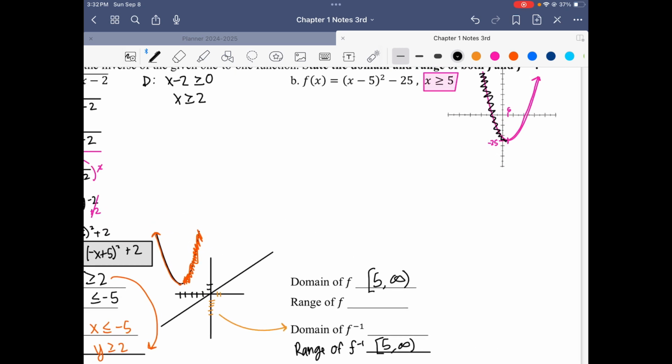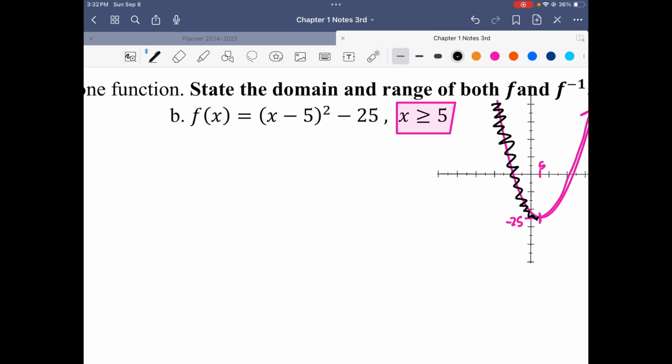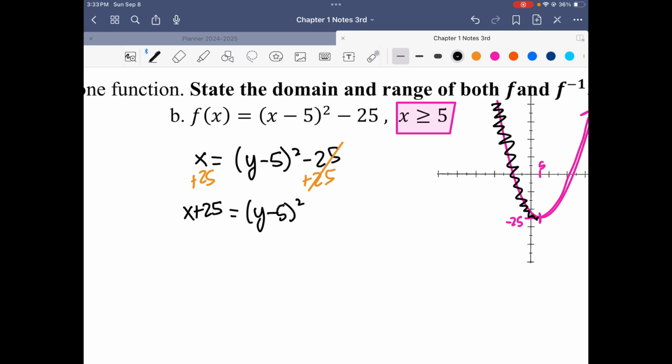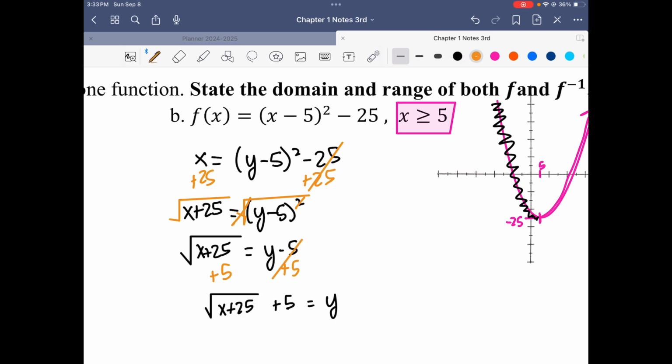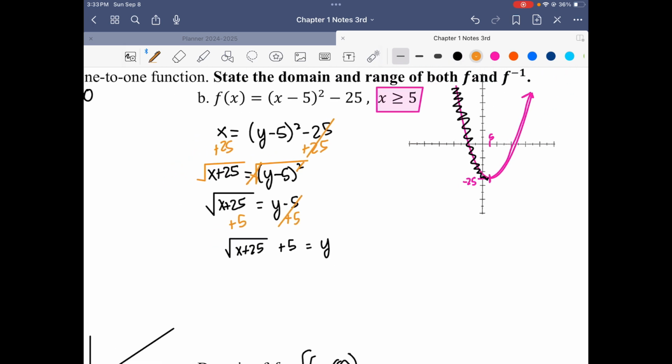Okay? So let's go ahead and find our inverse. So we switch x and y, and then we need to solve for y. So we add 25 to both sides, which results in x plus 25 equaling y minus 5 quantity squared. Then we need to square root to get rid of our square, which results in the square root of x plus 25 equaling y minus 5. Then we add 5 to both sides, and we get the result. The square root of x plus 25 plus 5 equals y. Then we switch to our proper notation.